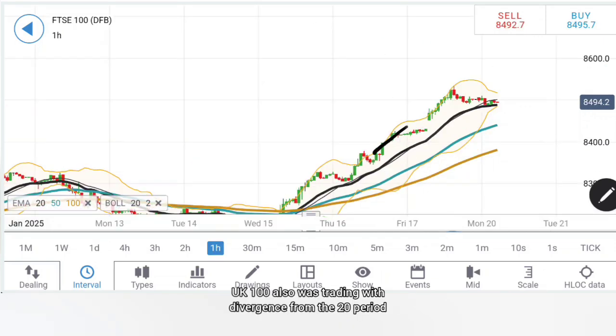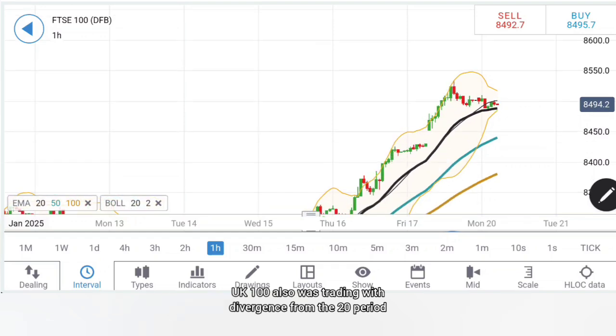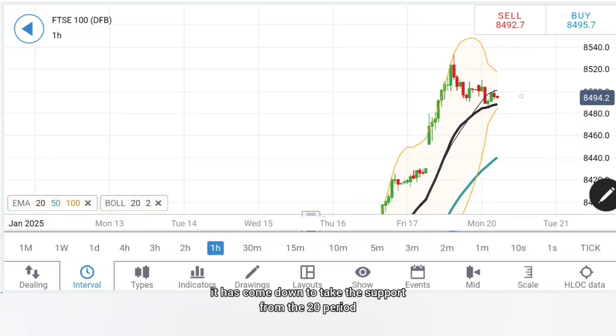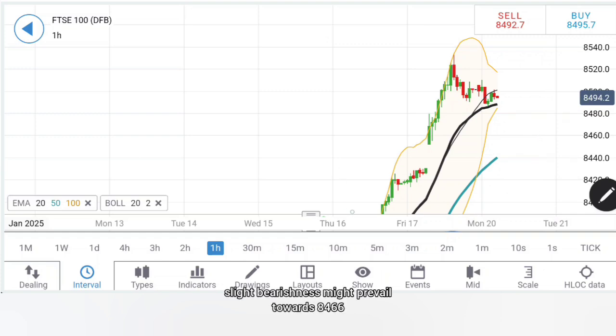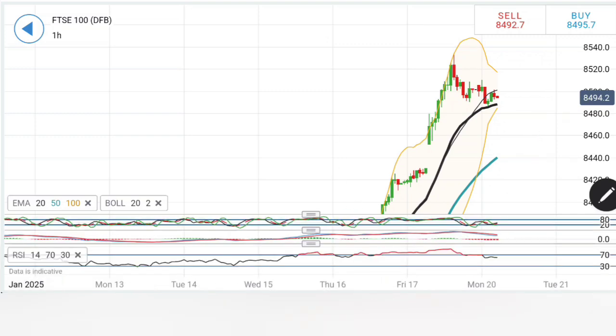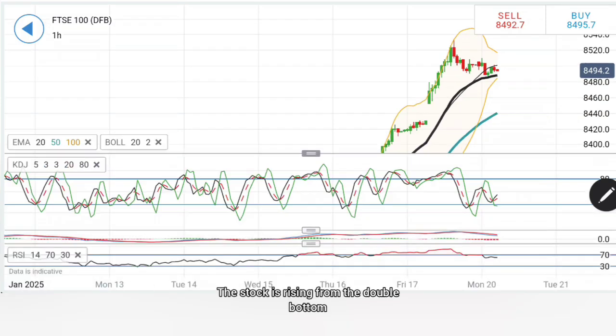UK 100 also was trading with divergence from the 20 period. It has come down to take the support from the 20 period. Now it is very clear we can sell only if it stays below 8480 levels. There is a slight gap which it would try to fill at 8440, 8420. So below 8480, slight bearishness might prevail towards 8450, and then 8430, 8420 zone.